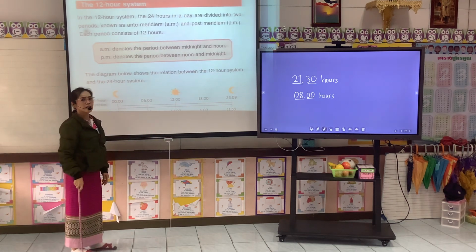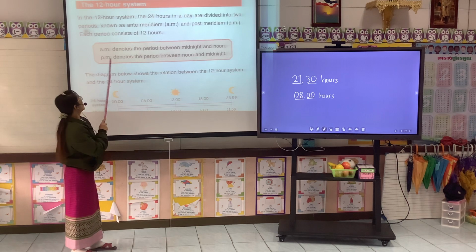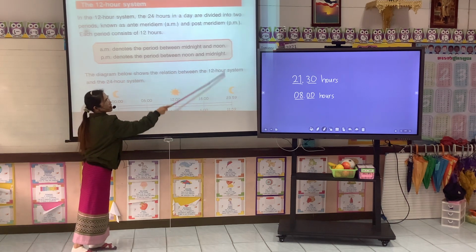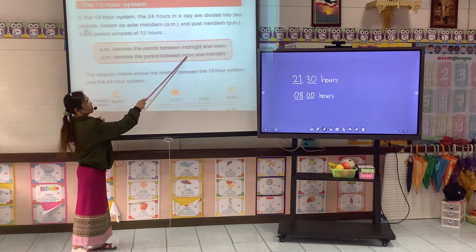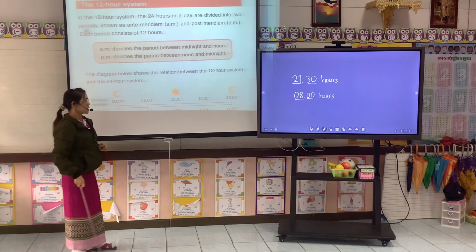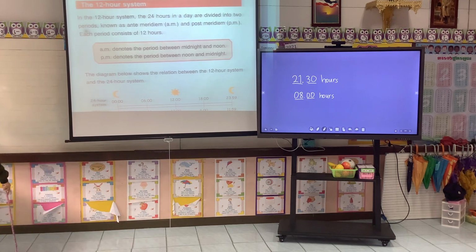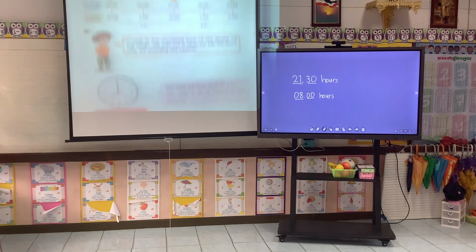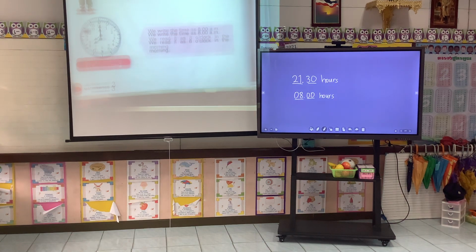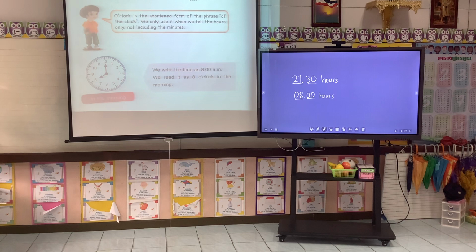Noon meaning to say middle of the day. P.M. denotes the period between noon and midnight. So that is from noon, middle of the day, until middle of the night, midnight. Alright? So how do we read the time in the 12-hour system?